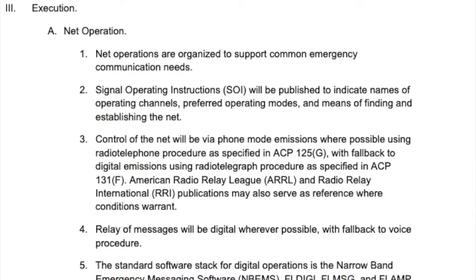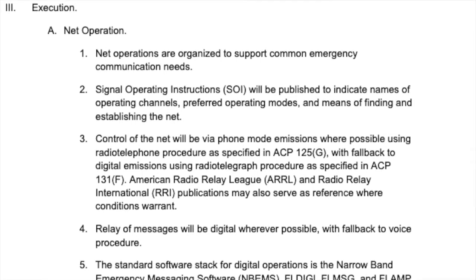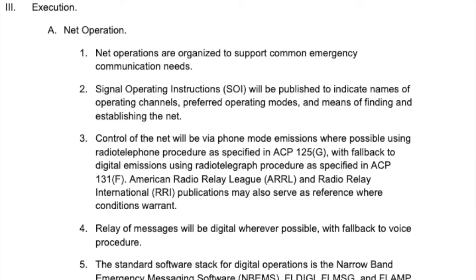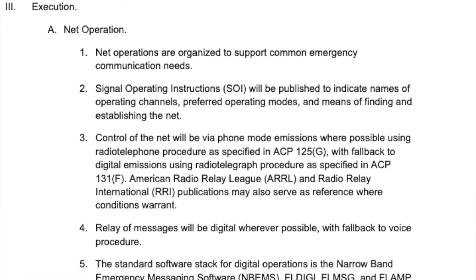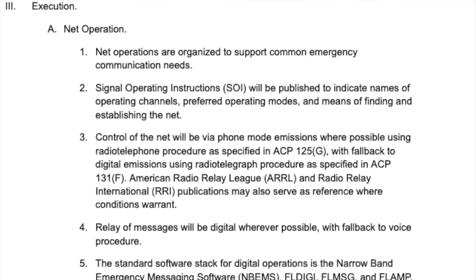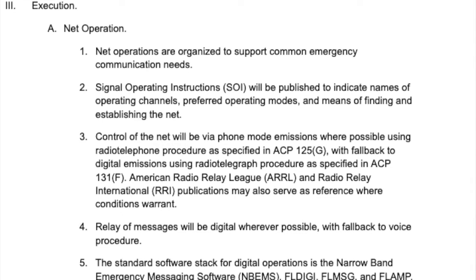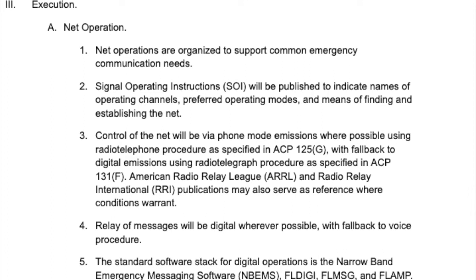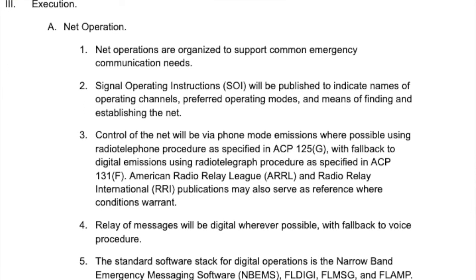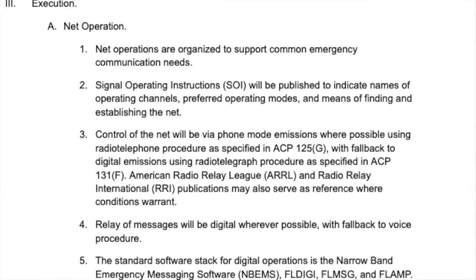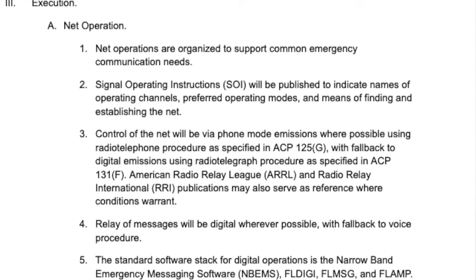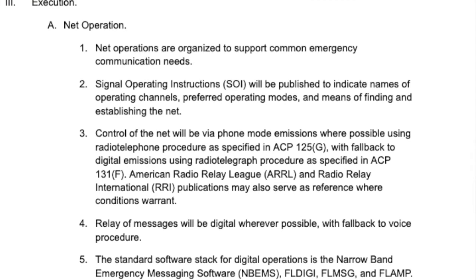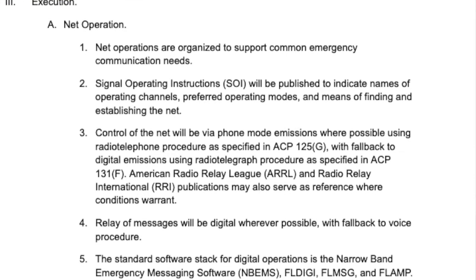So we're going to define that this net is for emergency operations. We define channel names, modes, and so on in the SOI, the signal operating instructions, and we refer to that document separately. We define how the net is controlled. It's ACP, the Allied Communications Publication 125, specifies voice procedure, and ACP 131 specifies procedure for radio telegraph, that is, digital or even CW emissions. We also will include input from the ARRL and RRI specifications as appropriate to whatever task is before us.